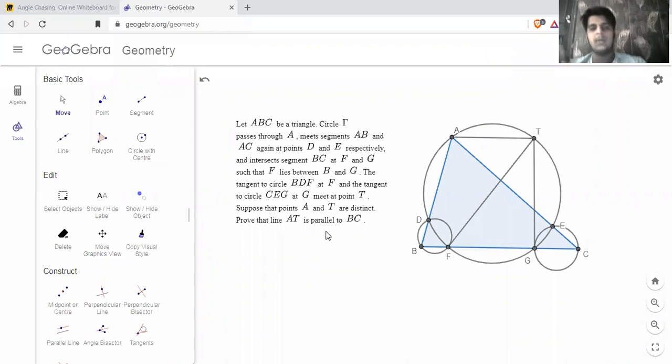So this is the third problem. This is ISL 2019 G1. This problem is not meant to be done on GeoGebra. It mostly spoils the problem, as you can see. But anyway, we'll do it right now.